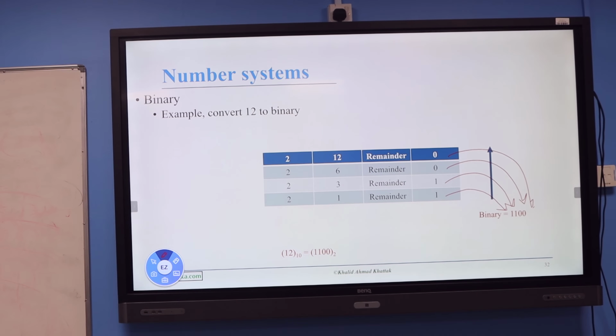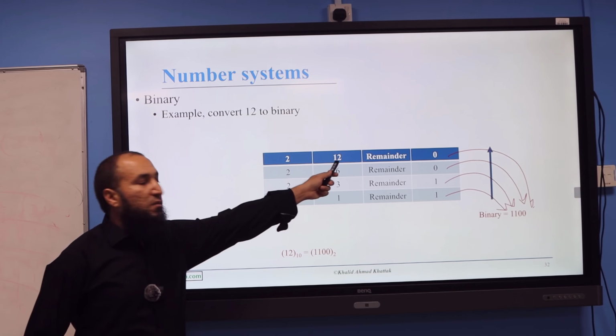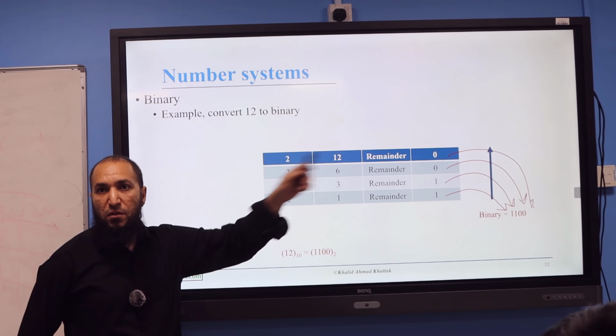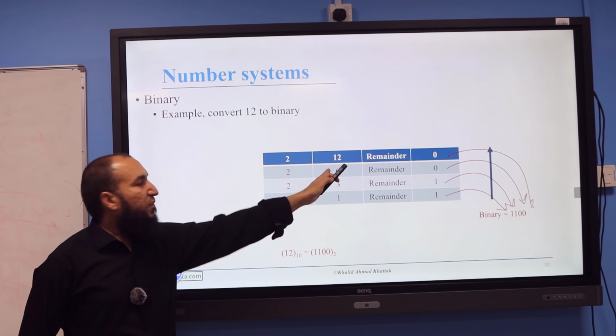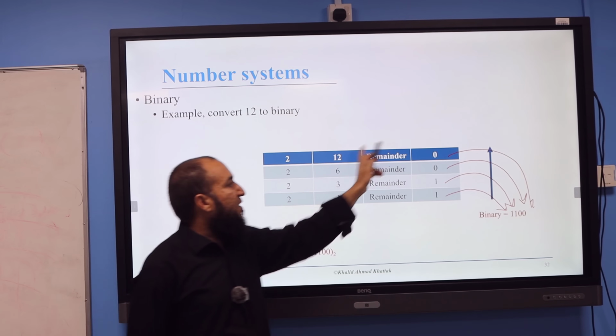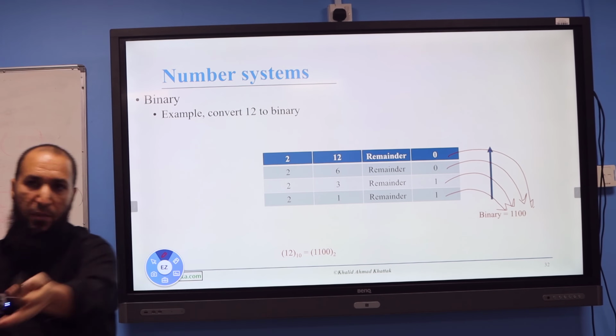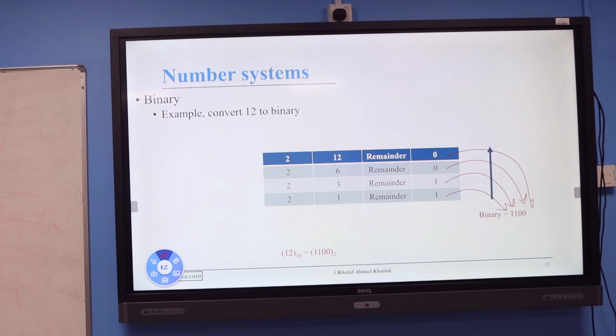Is there always going to be a 0 at the top? Not necessarily. If this is an even number, it's going to be 0. If it's an odd number, it's going to be 1. But if this is 13, for example, it's going to be 1. Prime numbers are normally odd.